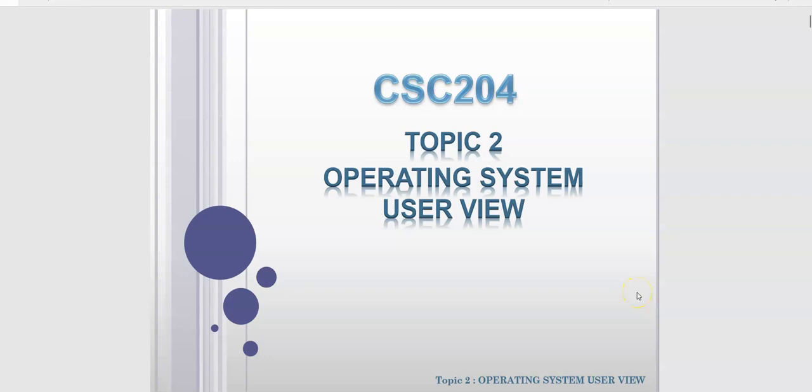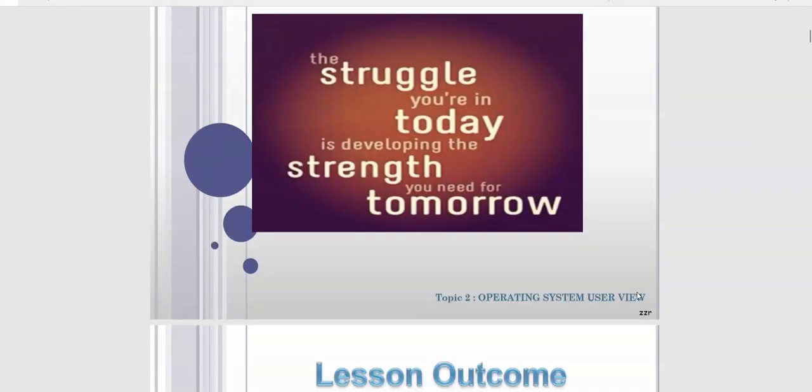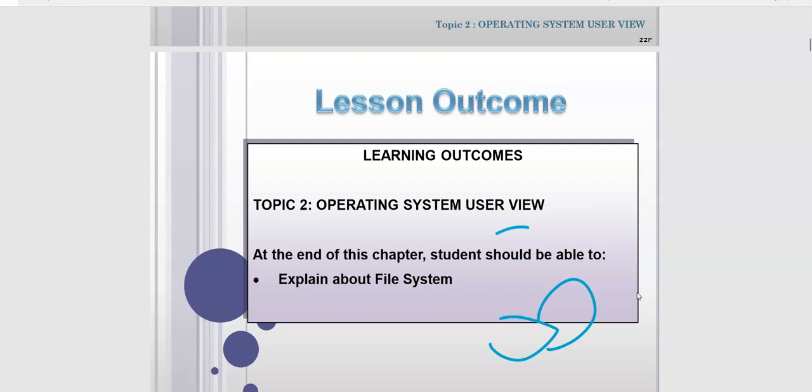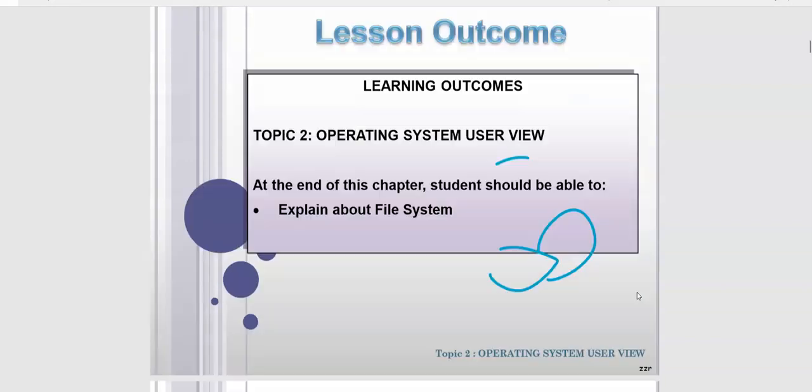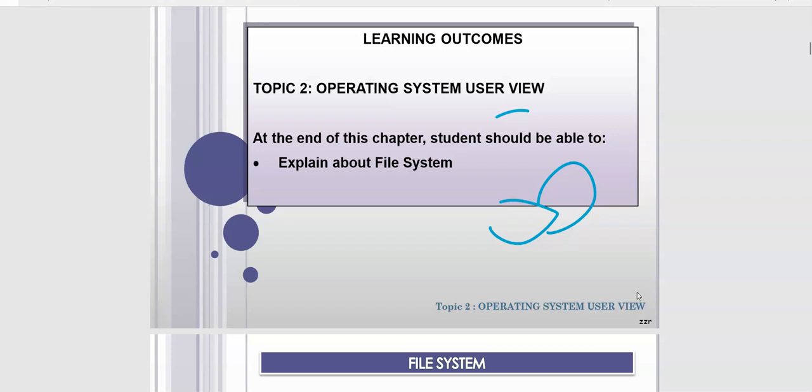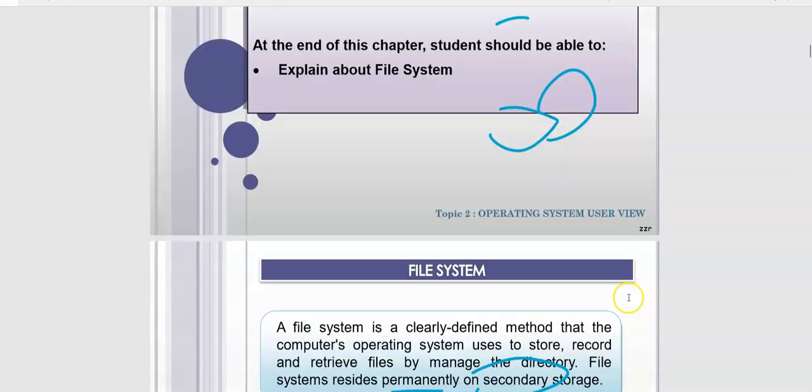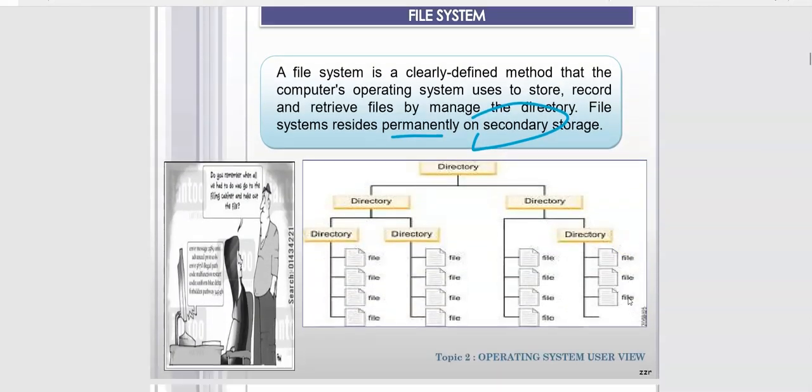Today we continue with our chapter topic 2, subtopic 2.2 regarding user view. In this chapter, we learn about file system. We learn about how the operating system manages our files and directories, and how the OS allocates the file into the storage devices. What is a file system?